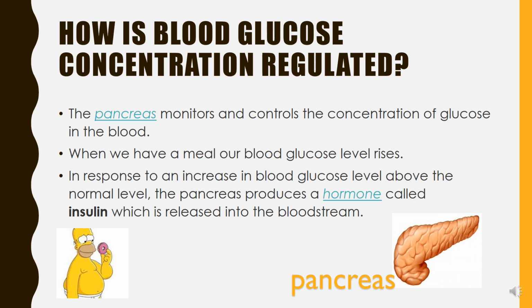So how is blood glucose concentration regulated? Well, we have an organ called the pancreas, and the pancreas monitors and controls the concentration of glucose in the blood. When we have a meal, our blood glucose concentration level rises because the carbohydrates such as starch break down into glucose and then get absorbed in our small intestine into our blood. In response to an increase in the blood glucose level above the normal level, the pancreas will produce a hormone called insulin, which is then released into the bloodstream.